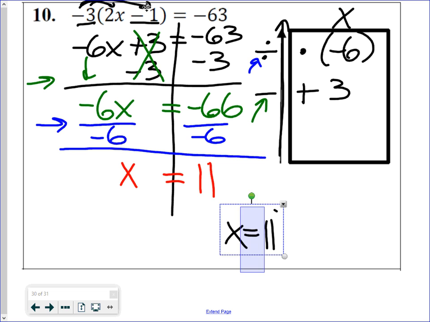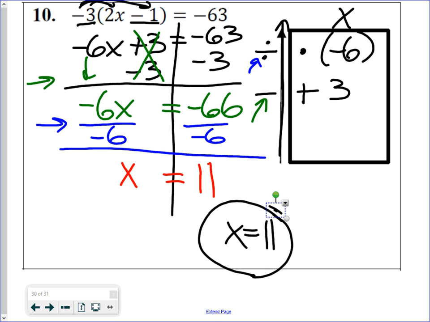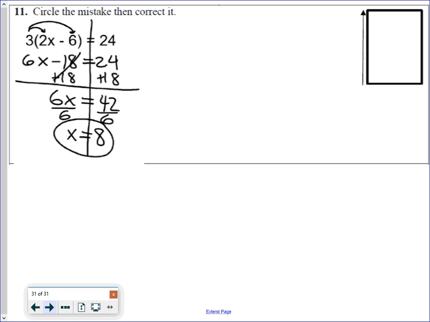Again, places to check for mistakes. Woo! Smartboard, you're going crazy on me. Okay, those places to check for mistakes are initially with this distributive property here. We often will see the students forget to distribute to the negative 1, and then with that negative 3, we really tend to make mistakes with positives and negatives, so just watch out for those. Let's take a look at our last problem here.